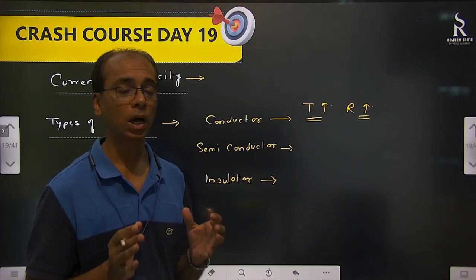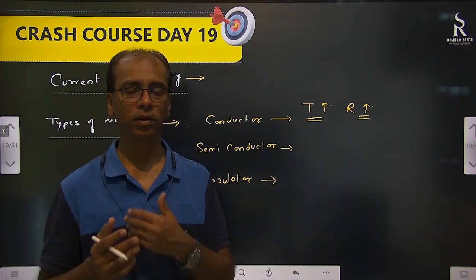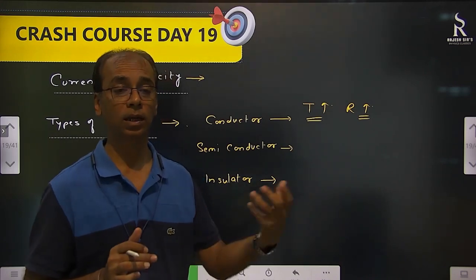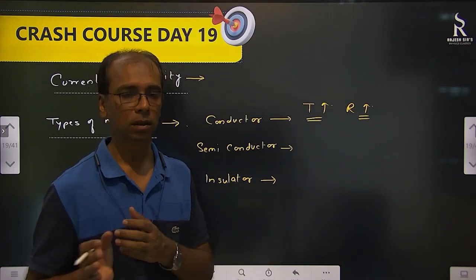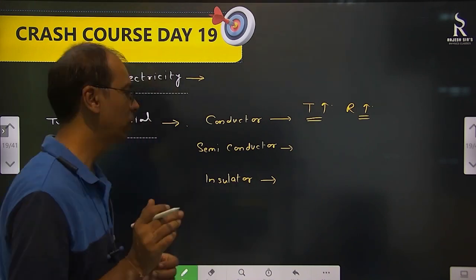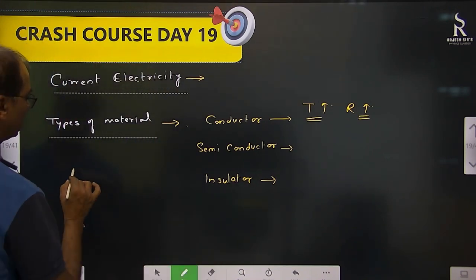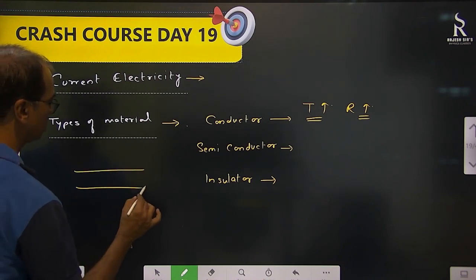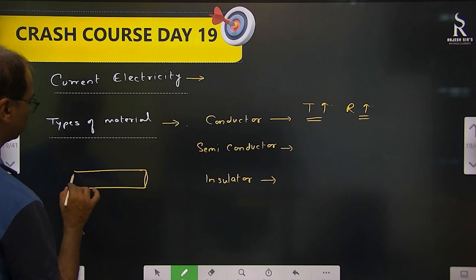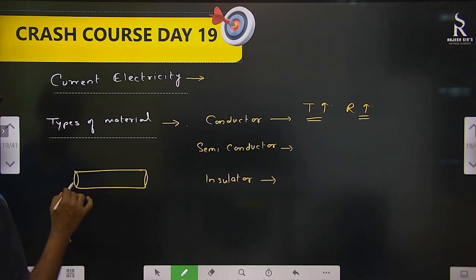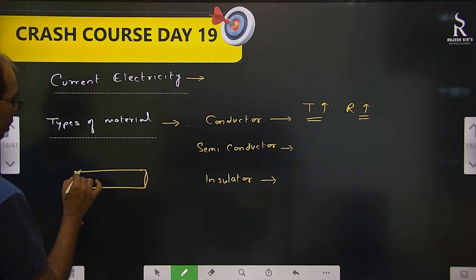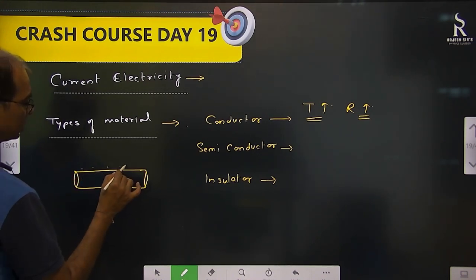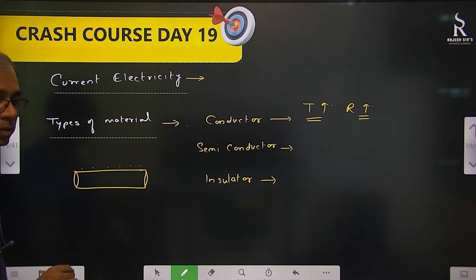It would be better if they are already moving slower, then we can push them in this direction, and they can have a better motion in the direction of the applied force. What I am saying is something like this. Suppose this is one conductor, on which electrons are there. They are moving randomly on the surface, in all directions, and net displacement is 0.